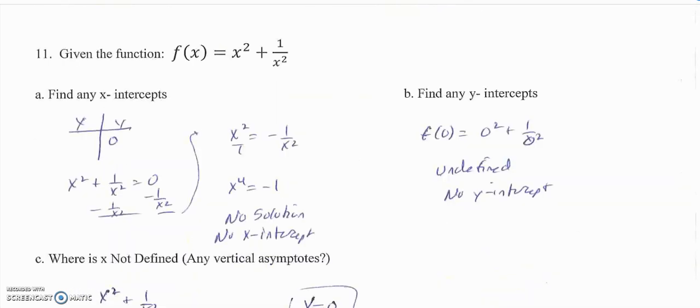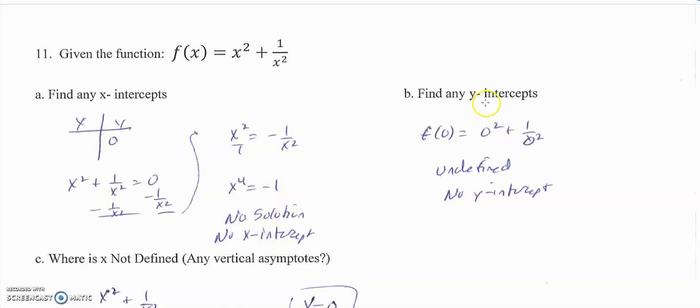Okay, question 11. Given the function x squared plus 1 over x squared, we'll go through the same steps again. To find the x-intercept, you make y 0. So if we set the original equal to 0, x squared plus 1 over x squared equals 0. To solve algebraically, we subtract 1 over x squared from both sides. So we have x squared equals negative 1 over x squared. Cross multiply: x squared times x squared is x to the 4, 1 times negative 1 is negative 1. We have x to the 4 equals negative 1. x to the 4th power cannot equal negative 1, so there's no solution, therefore no x-intercept.